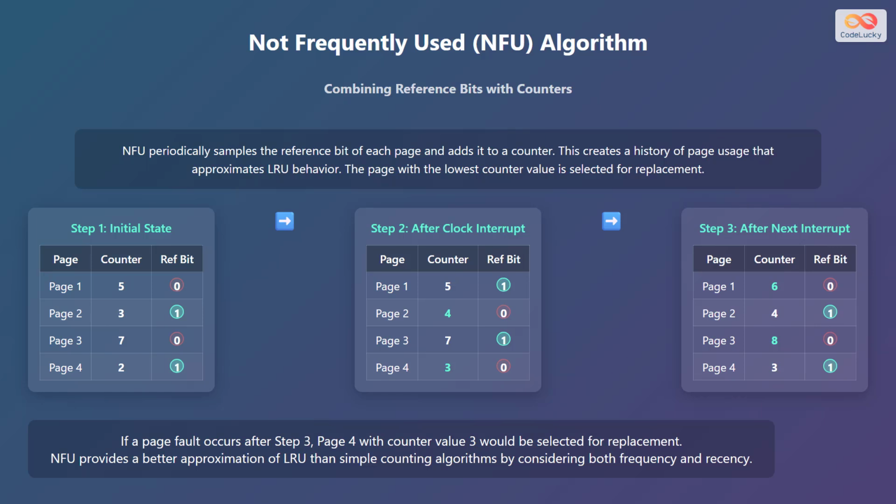In this example, there are 3 steps with the page table. Each page table contains the pages, the counters, and the reference bits. If a page fault occurs after step 3, page 4 with a counter value of 3 would be selected for replacement. The NFU provides a better approximation of LRU than simple counting algorithms by considering both frequency and recency.